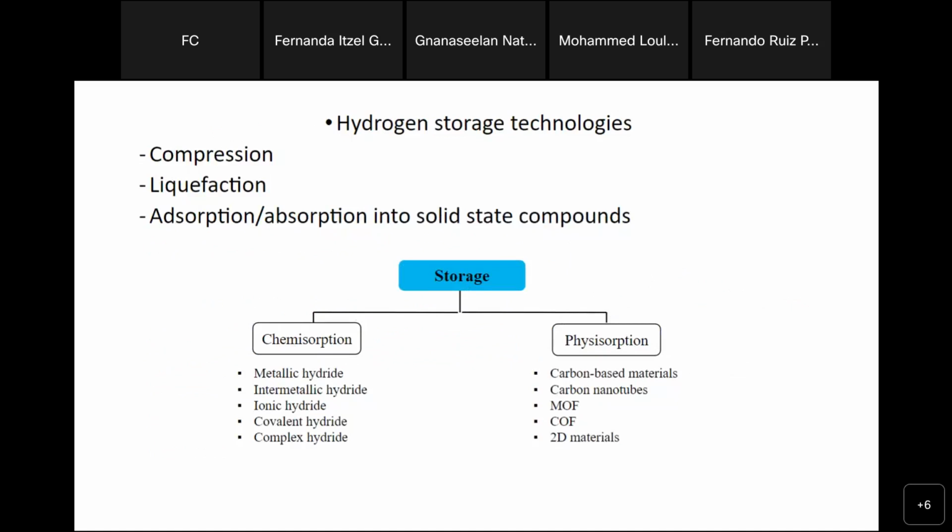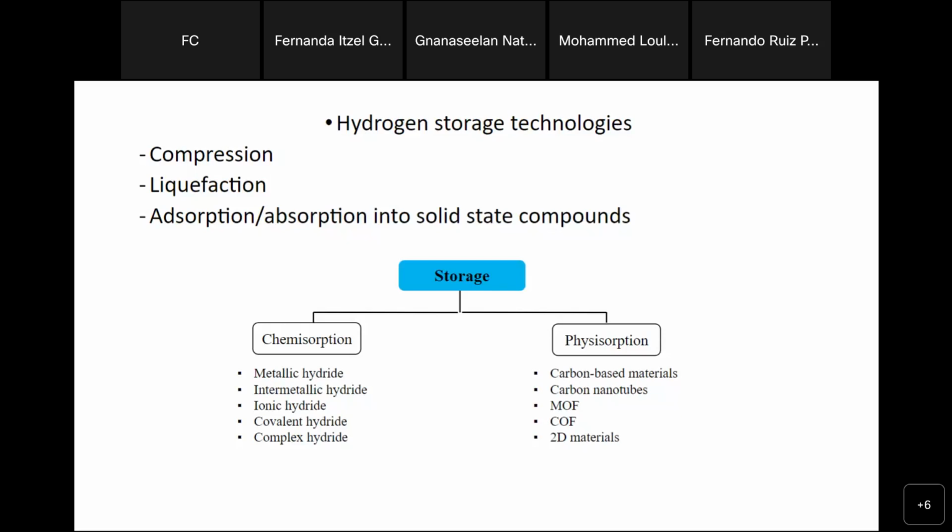There are different technologies for hydrogen storage, namely compression. The hydrogen is stored in cylinders. Such technology uses a high pressure, and the hydrogen may also be stored by liquefaction in cryogenic tanks by using very low temperature. These two technologies are not safe, and consequently they cannot be used for transportation.